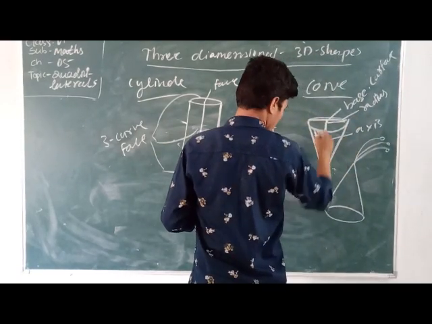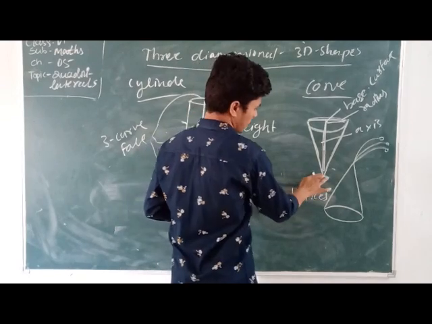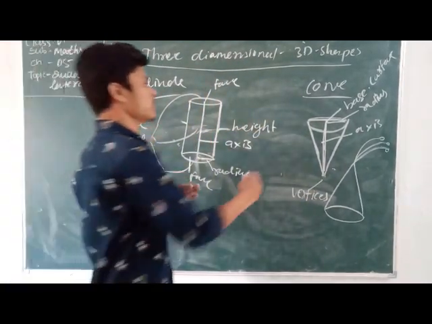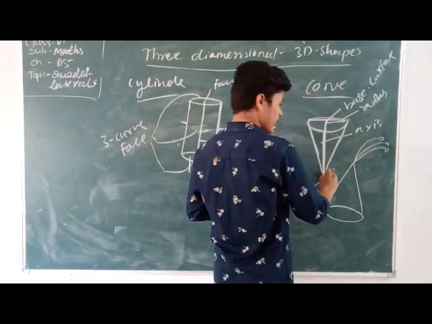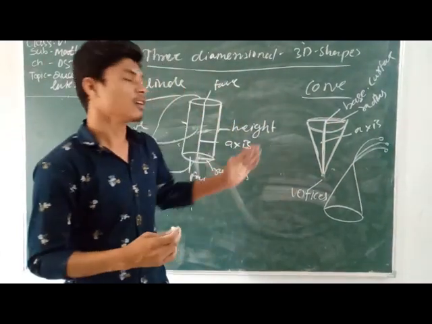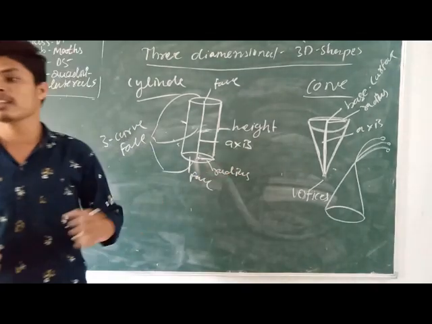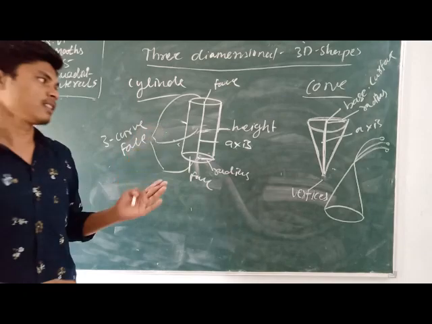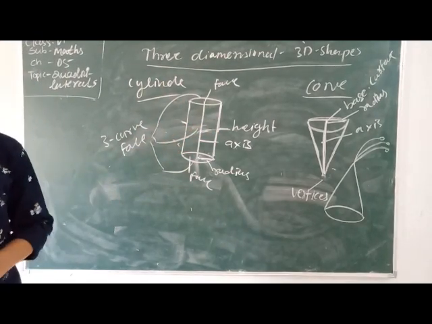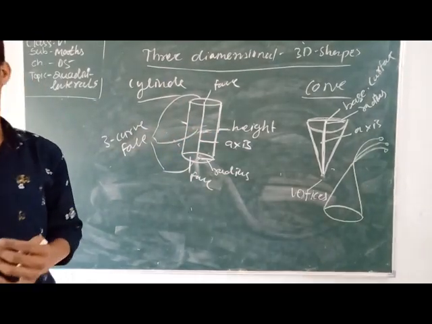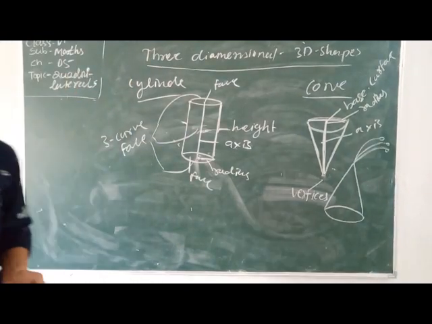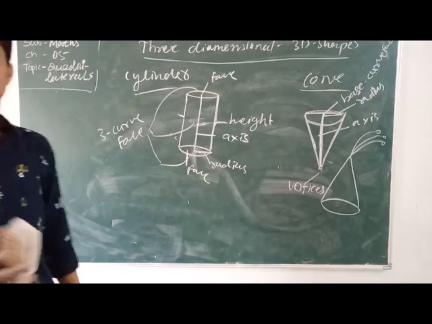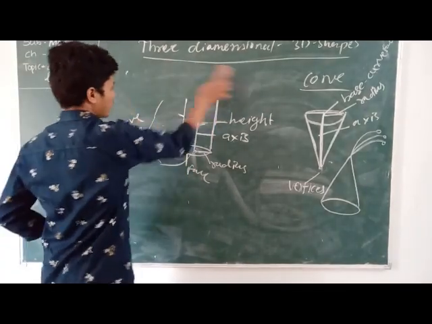Here, what is the height of the cone? Where is the height of the cone? The axis is taken as the height of the cone. Clear about how many vertices? One vertex. How many faces? One face is there, and height. Clear about the cone. Now we discuss the triangular prism. Clear. Now we discuss another 3D shape.